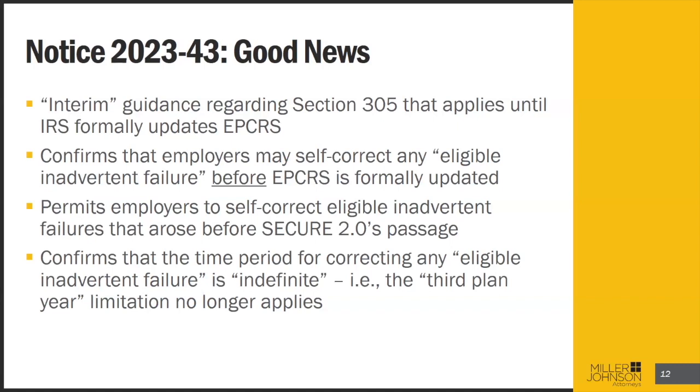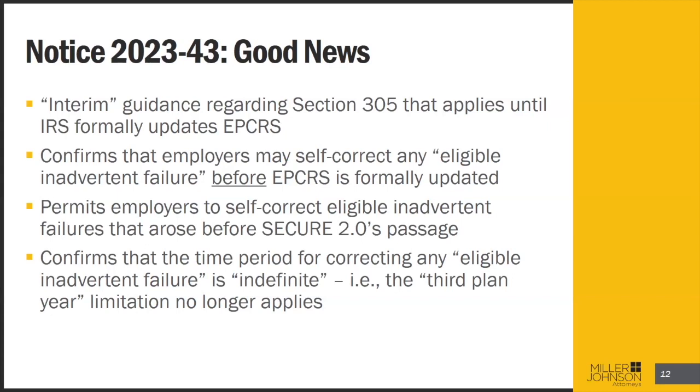This new IRS guidance from earlier this year is interim guidance regarding Secure 2.0 that we just talked about. It's intended to hold us over until the IRS more formally updates EPCRS. The IRS has a direction to update that program based on Secure 2.0. It was unclear how the IRS would interpret those Secure 2.0 provisions before it formally updated the program. So this interim guidance is helpful to cover us between now and whenever that happens. I think it's got to happen by the end of next year, but agencies have also been known to blow their deadlines on that sort of thing.